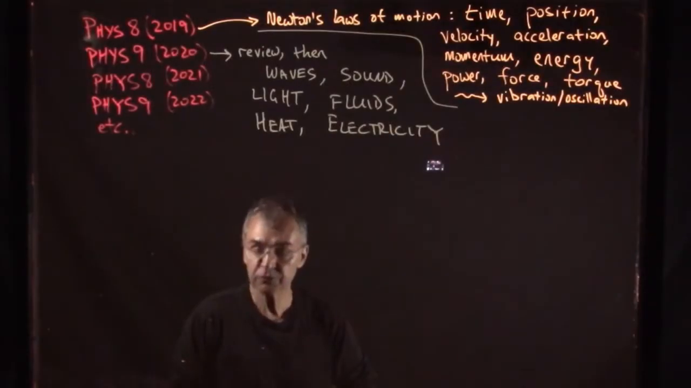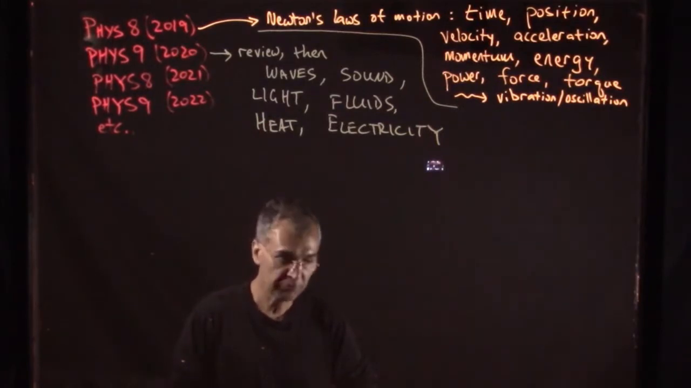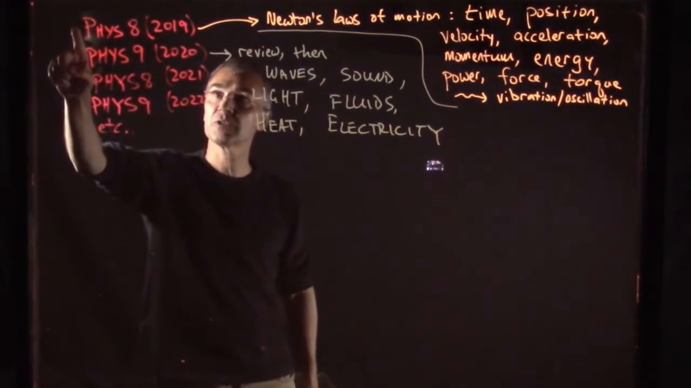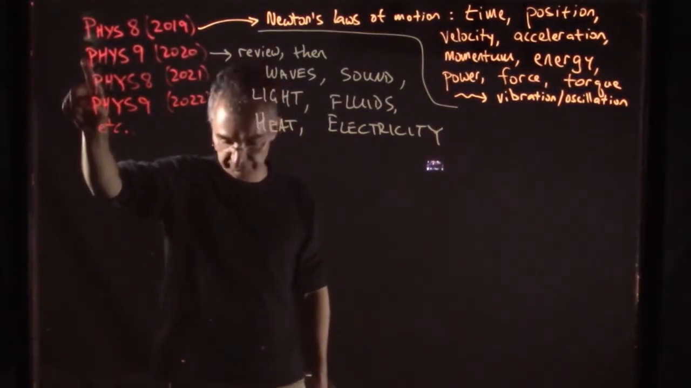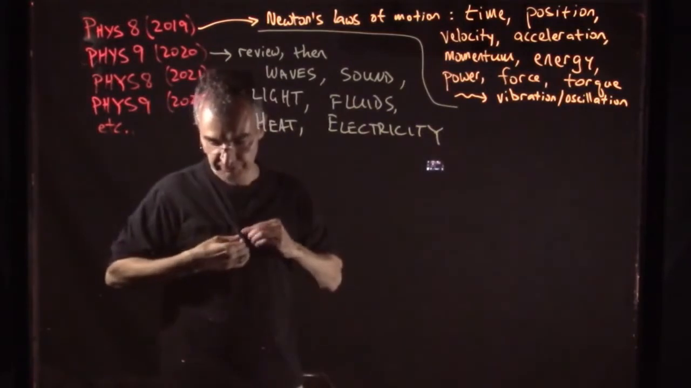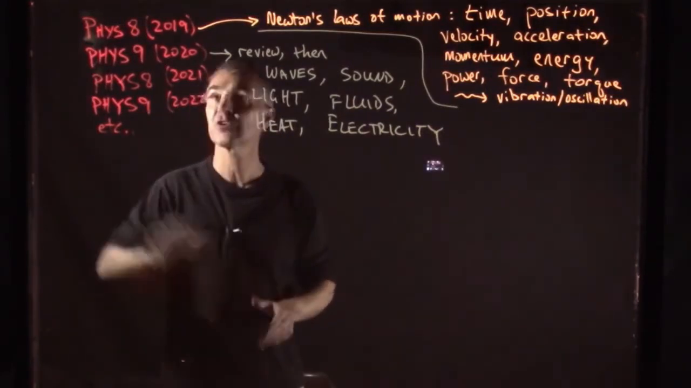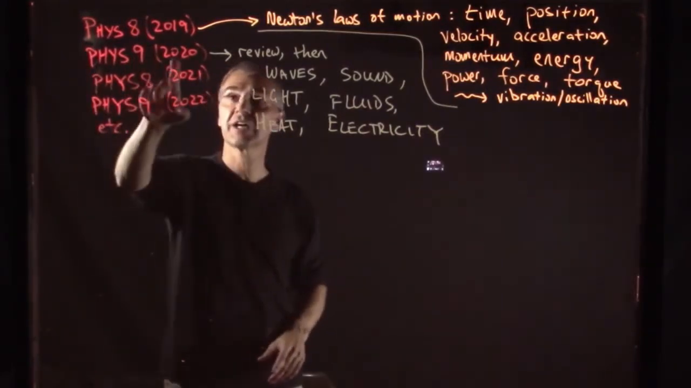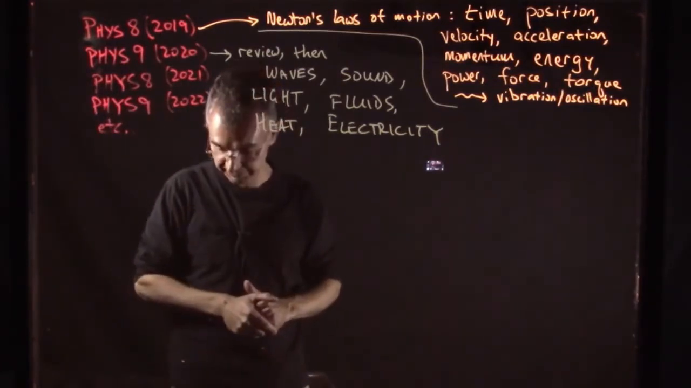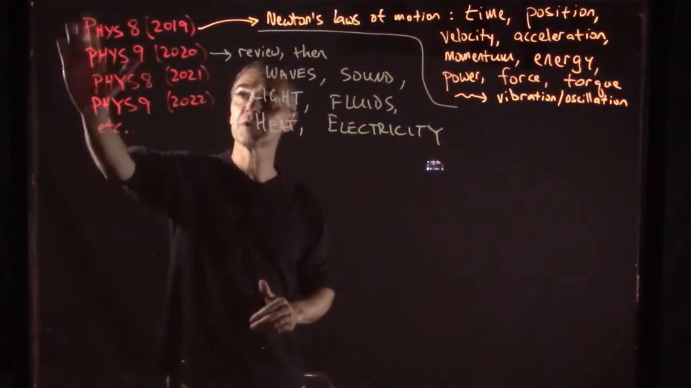Physics 8 and Physics 9 are both known as physics for architects. Physics 8 is Physics for Architects Part 1. Physics 9 is Physics for Architects Part 2. So it's a two-part college physics course that we teach in alternate fall semesters. Physics 8 in 2019, Physics 9 in 2020, Physics 8 in 2021, Physics 9 in 2022 is our current plan.